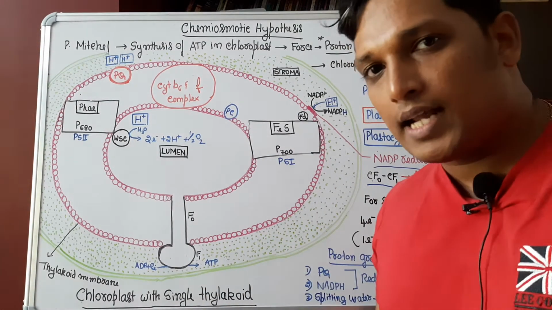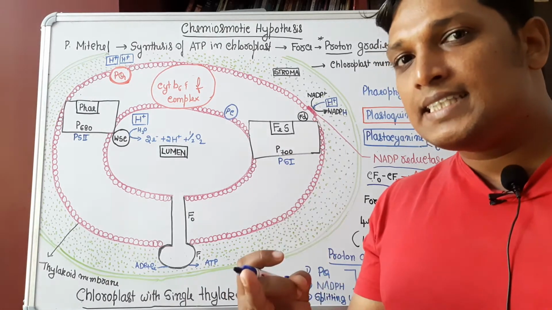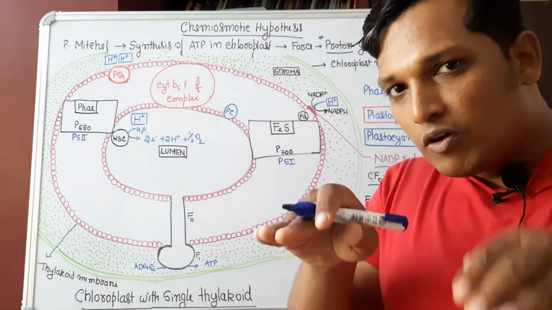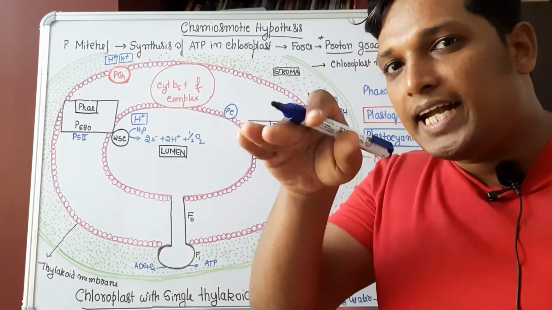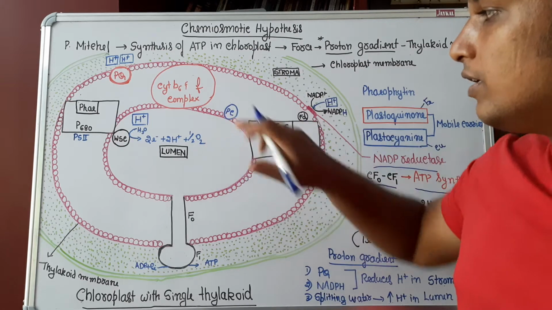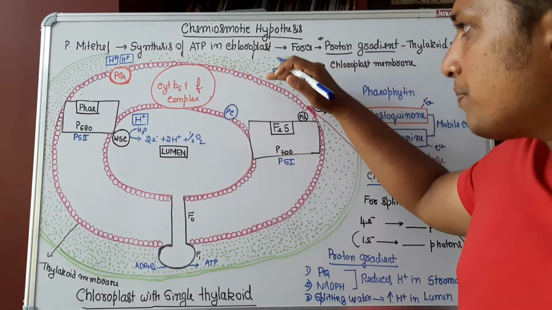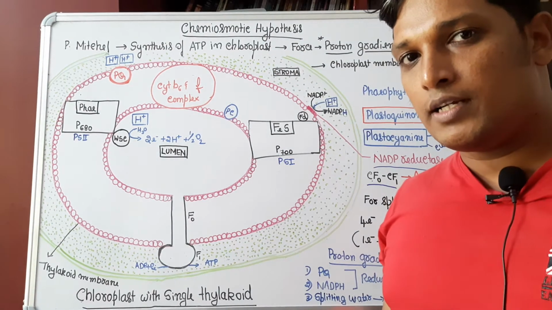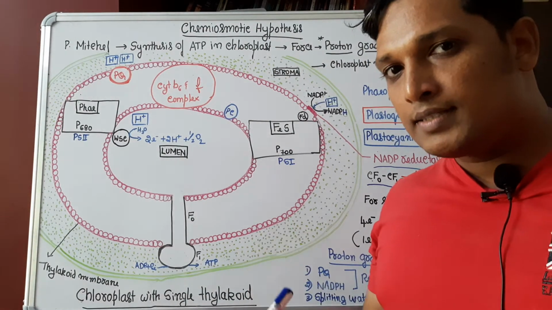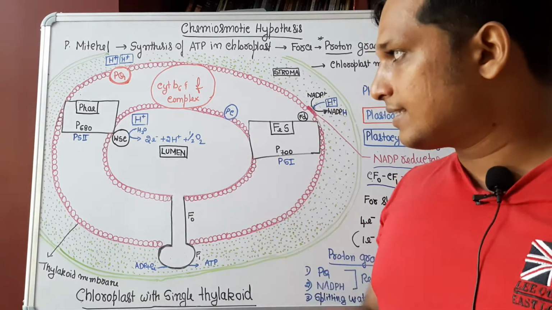Now let us understand, during chemiosmotic hypothesis, what are the three things that are responsible for developing proton gradient across the stroma and lumen. You have to compare stroma with that of lumen. How lumen builds up more H plus, how stroma H plus decreases, that's what we are going to learn. To understand that, let us know the non-cyclic photophosphorylation Z scheme.